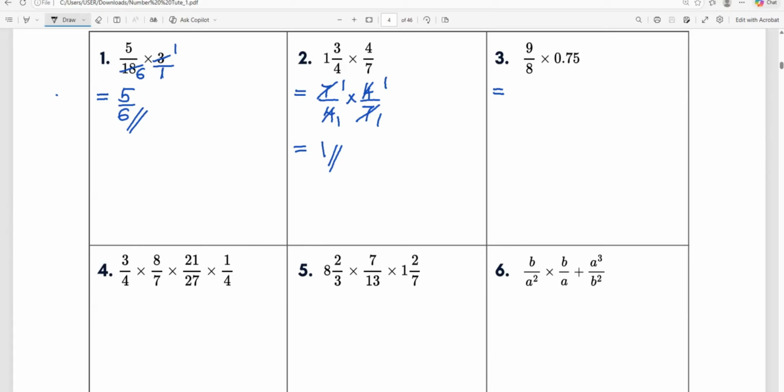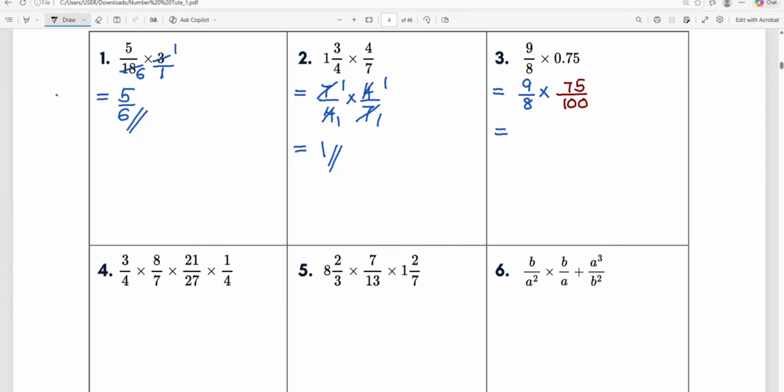Third one, it's with a decimal. So now in the question, they asked to write the answer as a fraction. So convert this decimal into a fraction. 9 over 8 times, there are 2 decimal places. So the denominator is 100. Numerator is 75. Now cancel off the common factors. We can cancel nothing. 9 and 8, no. 9 and 100 can't. 75 and 8, no. Then multiply.